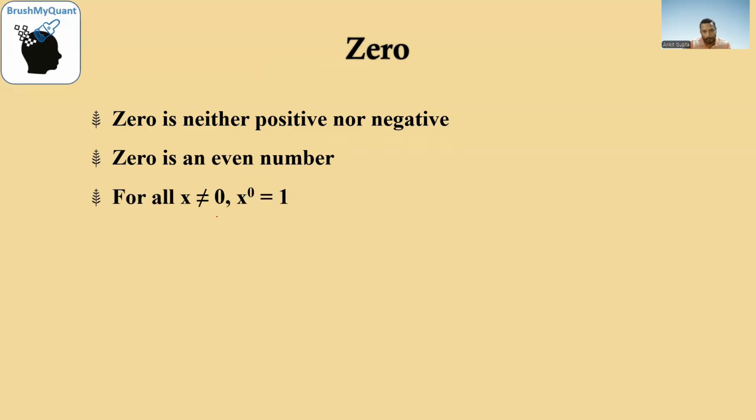For all values of x not equal to 0, x raised to 0 will always be equal to 1. That means if we have numbers like -1 raised to 0, that value will also be equal to 1. If you have something like 2 raised to 0, that value will also be equal to 1.